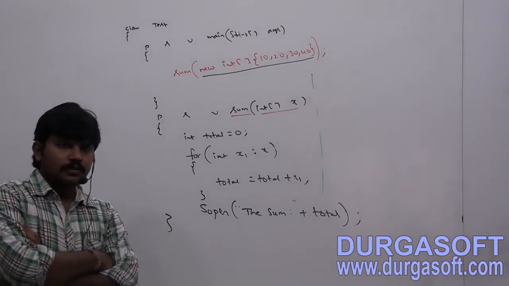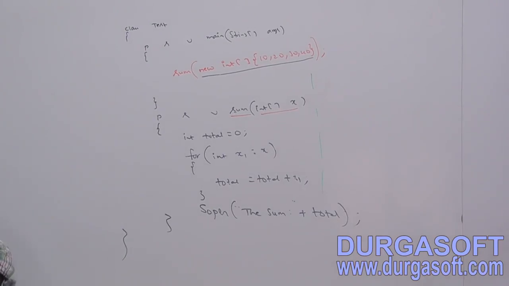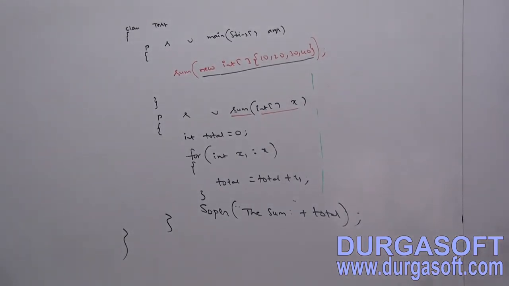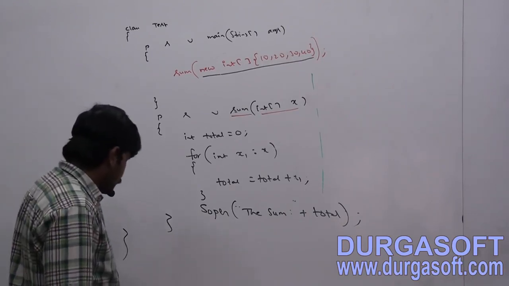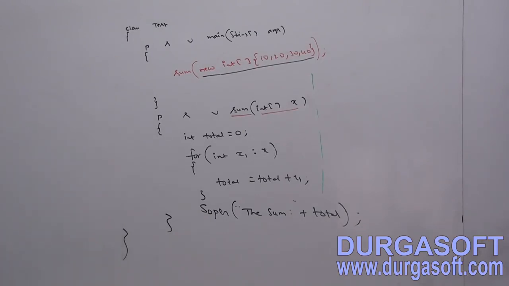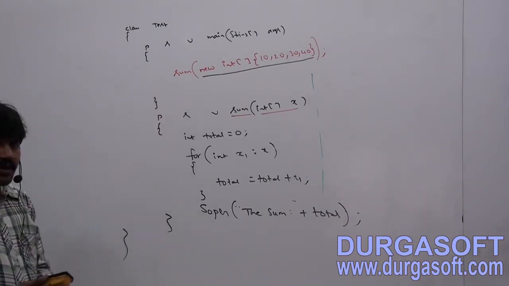Completed, I hope. Sum of int array x, total is equal to 0, like the sum plus total. Are you getting? Now add the theory.